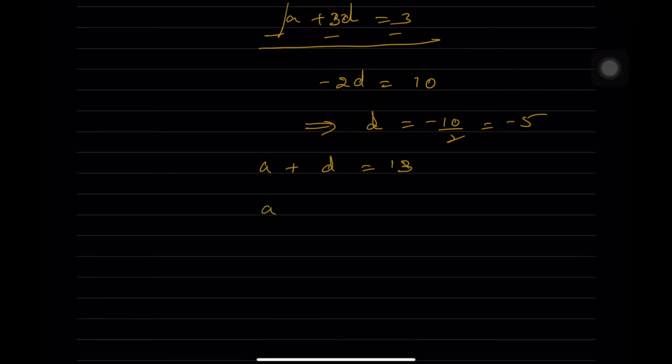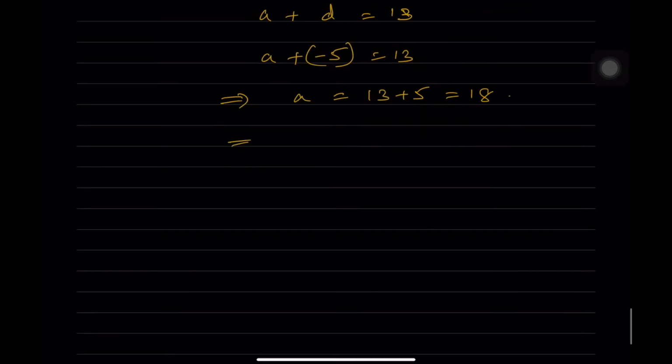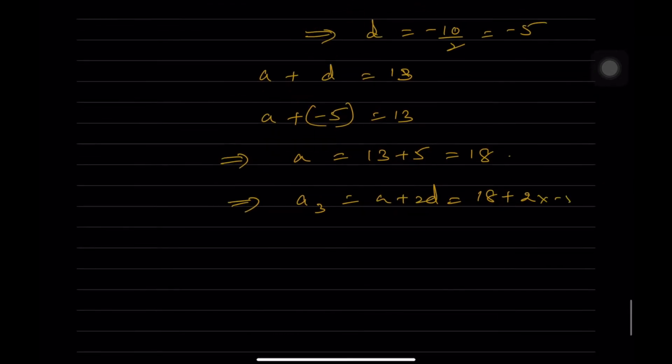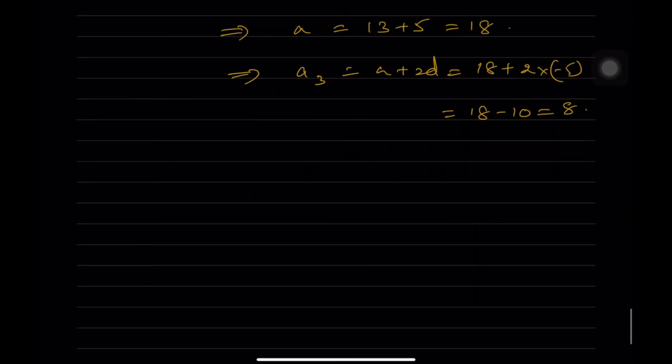Now a + d is equal to 13. So a, we don't know what it is, we have to find out. a + (-5) is equal to 13, which implies that a is equal to 13 + 5, which is equal to 18. So a3 is a + 2d, which is equal to 18 + 2 into -5, which is equal to 18 - 10, which is equal to 8. So the answer is a is equal to 18, a3 is equal to 8.